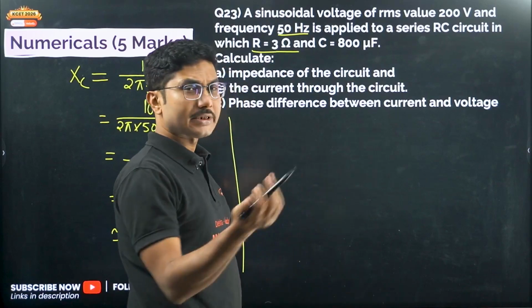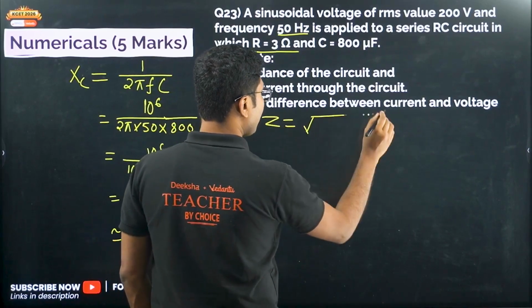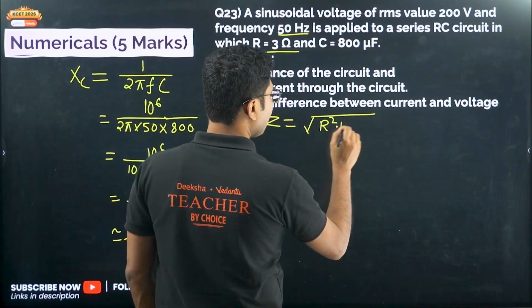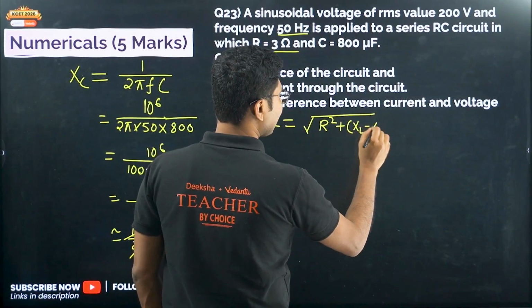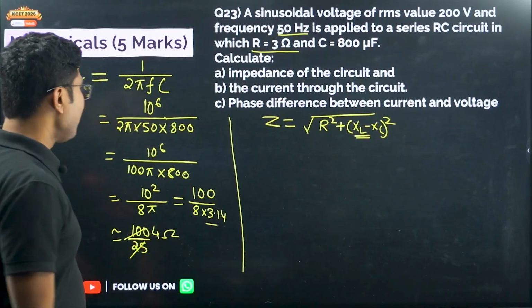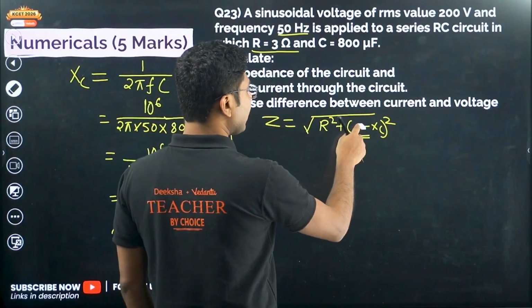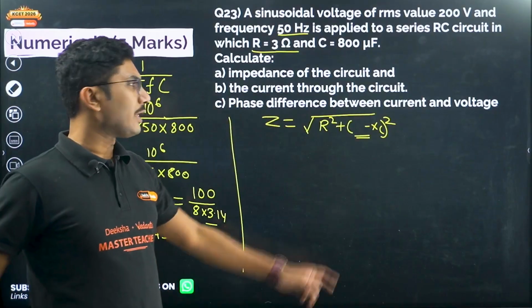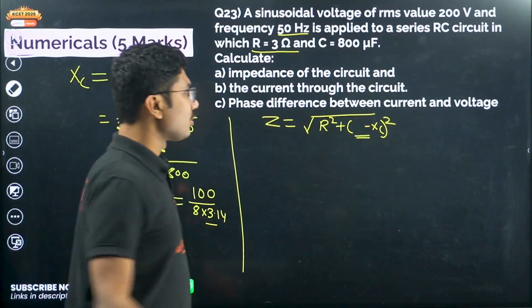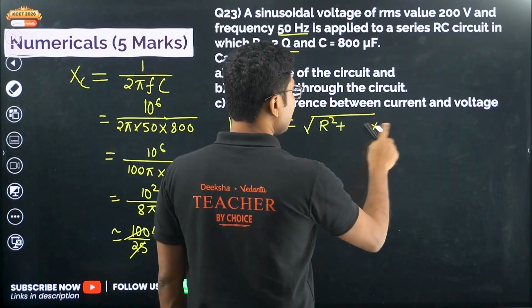Okay, now R value is given as 3 ohm. So impedance of the circuit, the normal formula of impedance is equal to square root of R square plus (XL minus XC) whole square. But is there any XL over here? No, right? So XL is not there. XL not there means we can simply put it equal to 0. So 0 means what? Minus XC whole square. So minus XC whole square is simply XC square.